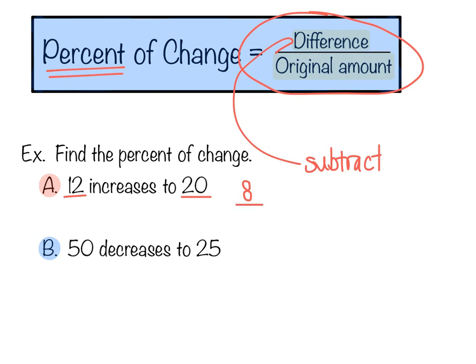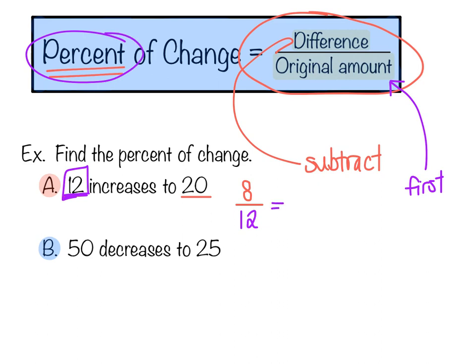Then it says the original amount. The original amount is always going to be the first number that they give you. So in this case, that would be 12. When it says find the percent of change, we subtract 20 and 12 to get 8, and we put it over 12, and that gives us a fraction. But we want the percent. So we convert this fraction into a decimal by doing top divided by bottom, and then to a percent.